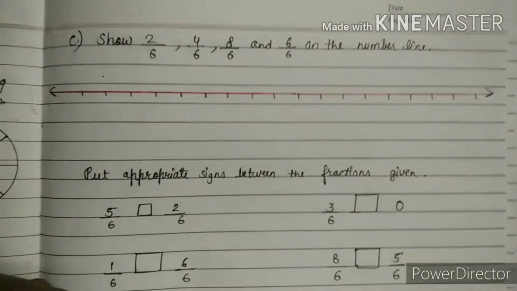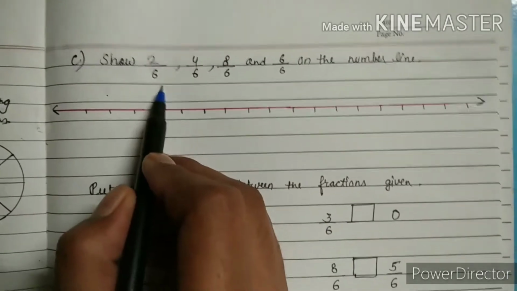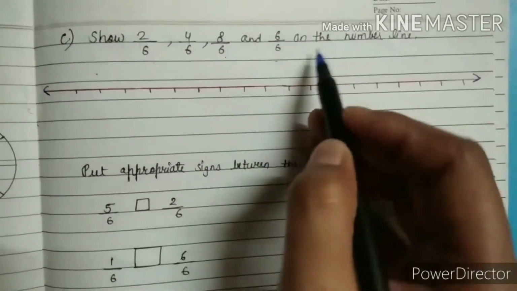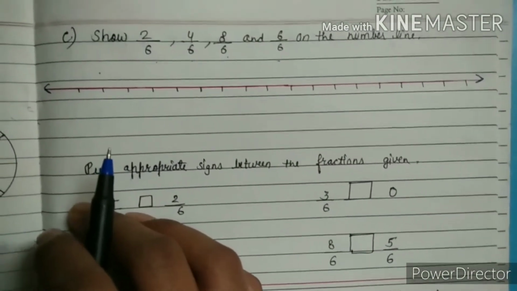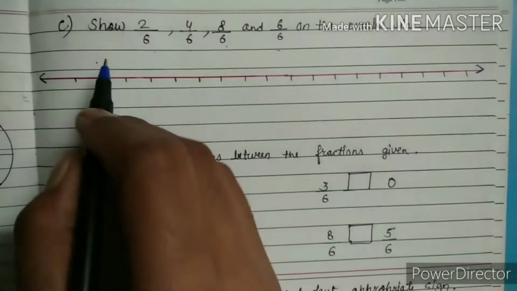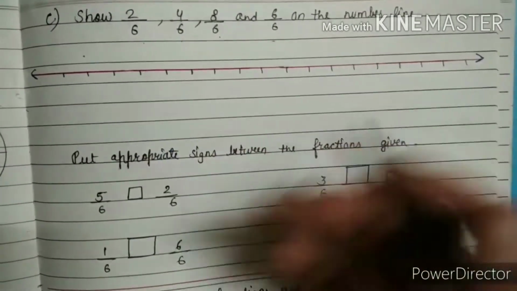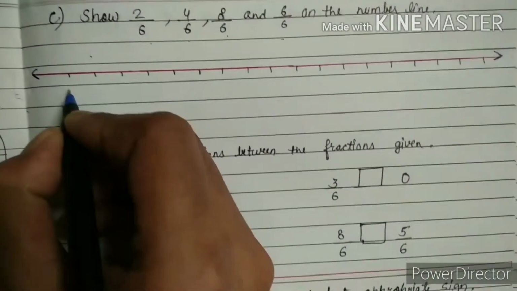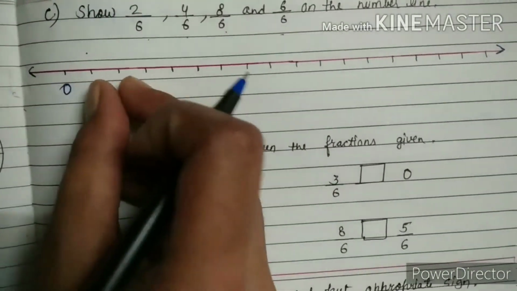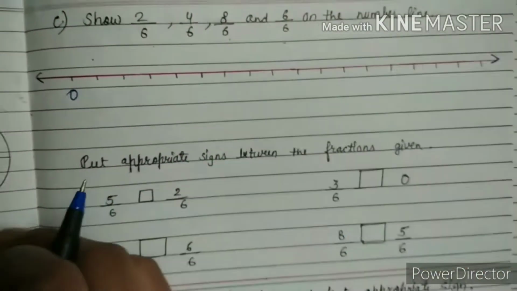Part C: show 2 by 6, 4 by 6, 8 by 6 and 6 by 6 on the number line. You can see they all are positive, so they all are present on the right of the 0. So we start with the 0. You can see each gap has the same distance.